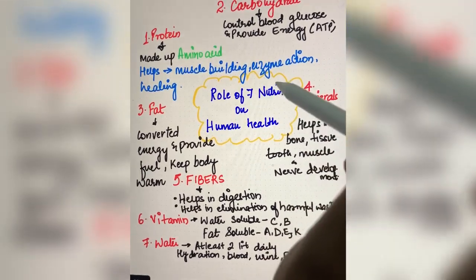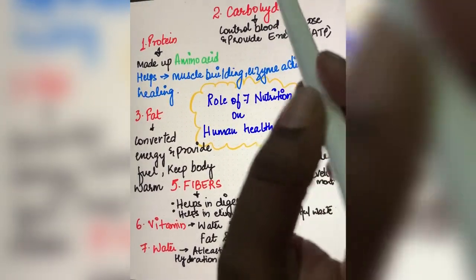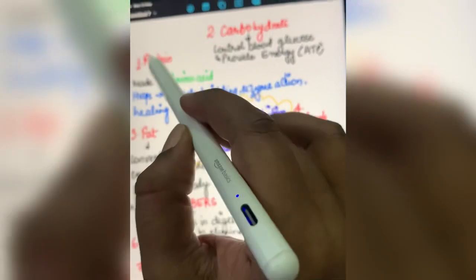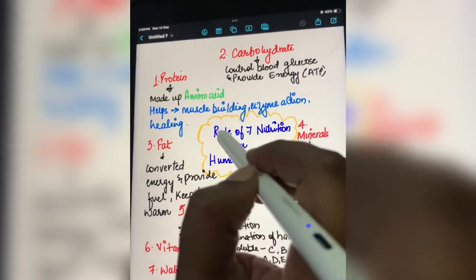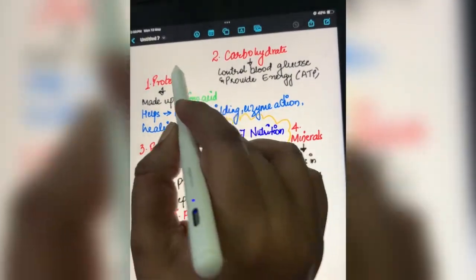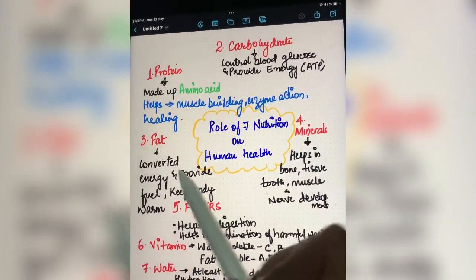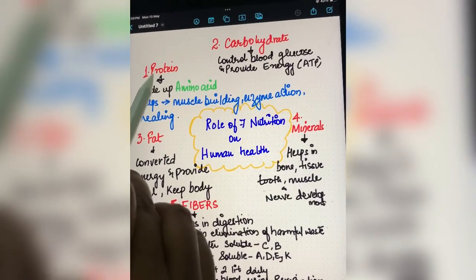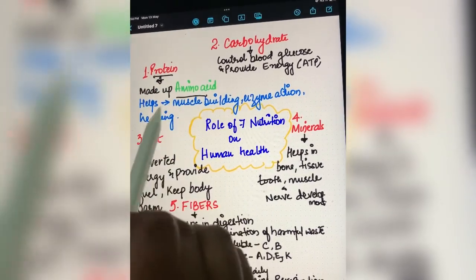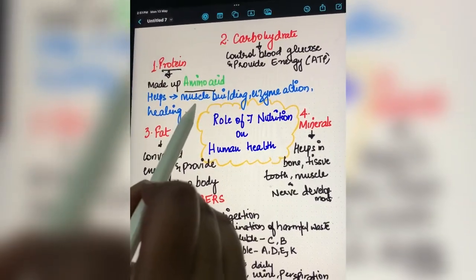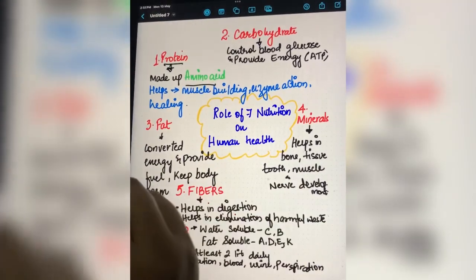Then comes the role of seven nutrients on human health. We have seven nutrients: protein, fat, carbohydrate, minerals, fibers, vitamins and water. These are all essential for our body, for our normal growth. Firstly, quickly we'll see about proteins. Proteins are made up of amino acids, and the main function of protein is that it helps in muscle building, enzyme action and healing.